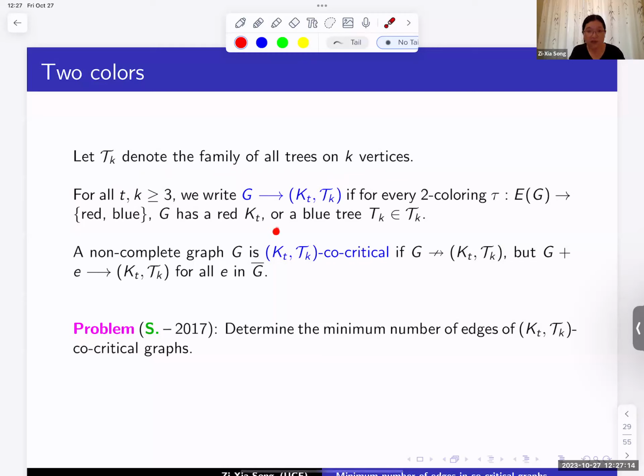Now you can define the same arrow notation here. G arrows, the first one is one graph, the second one is a family of graphs. I only need one of them to be there. And you can define K_3, T_k co-critical here. So I want to determine this one. I thought if I put all trees together, it should be trivial because I only need one tree on k vertices. The answer actually turns out to be not trivial at all.